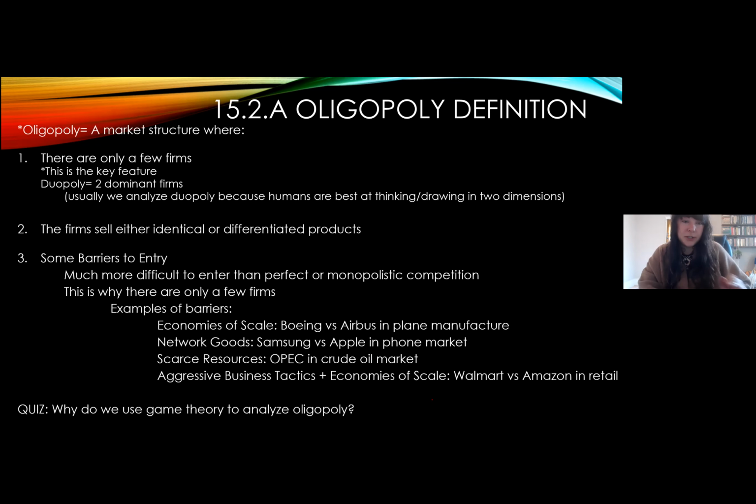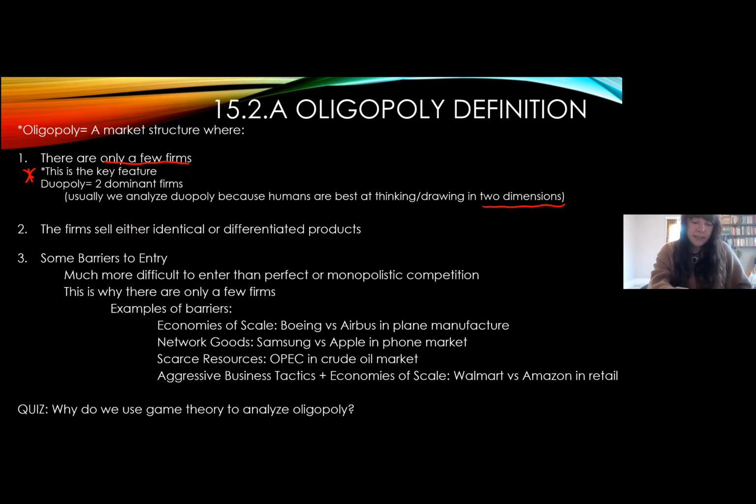So just to refresh, an oligopoly is a market structure where there are only a few firms, and that is the key. We're going to talk a lot about duopolies in this class, and a duopoly is where there are two dominant firms. The reason why we talk about duopolies a lot is because humans are best at thinking and drawing in two dimensions, so it's easier to think about only two firms at a time. But most of the insights we get from two firms will apply equally well to a market where there are around 10 or fewer firms.